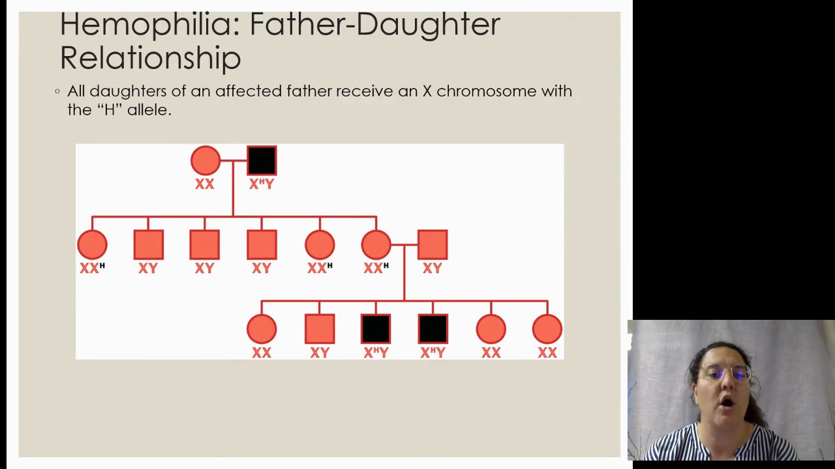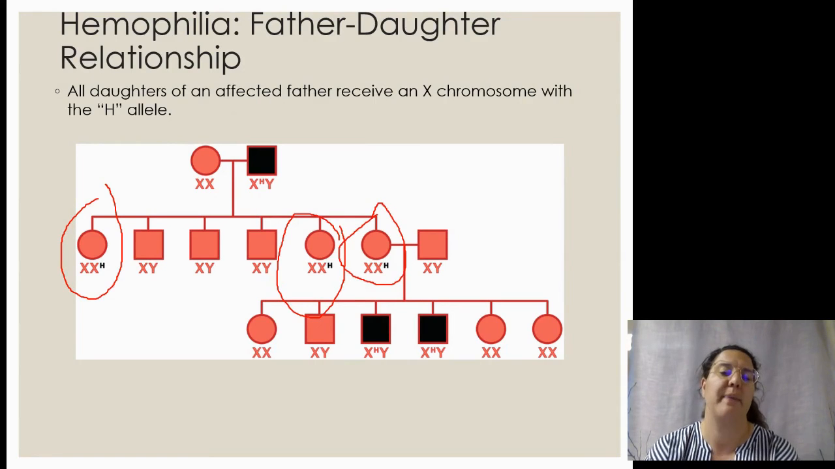Okay. So all the daughters of an affected father are also going to receive that gene for hemophilia because the father only has one X chromosome to pass on to his daughter. So all of his daughters would be a carrier for hemophilia. This is the same if you're the daughter of a man who has color blindness, as you will be the carrier of the color blindness trait because he only has one X chromosome to pass on to his offspring. And he cannot pass on hemophilia to his sons because hemophilia is not carried on the Y chromosome.